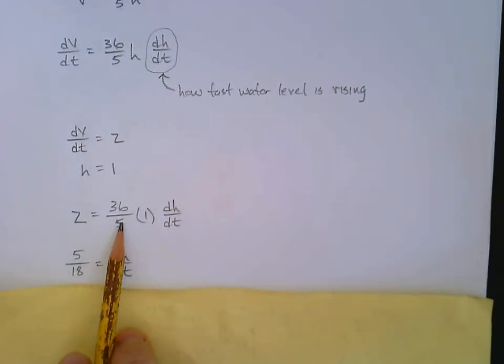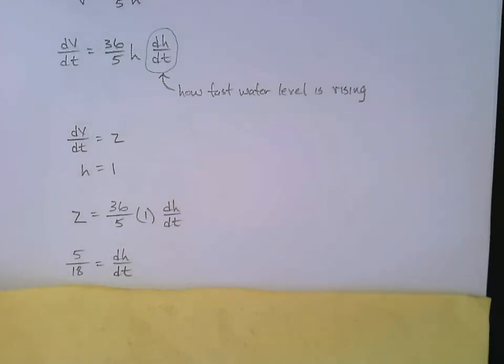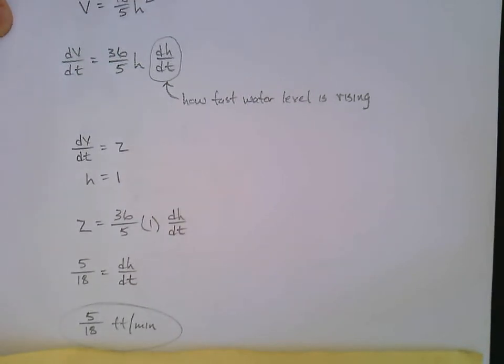Let's see, if we multiply the 5, divide by the 36, and reduce, dh over dt will equal 5 over 18. You could answer as a decimal there if you prefer. No big deal, but I'll just keep it as the fraction. 5 over 18. It said to include units.